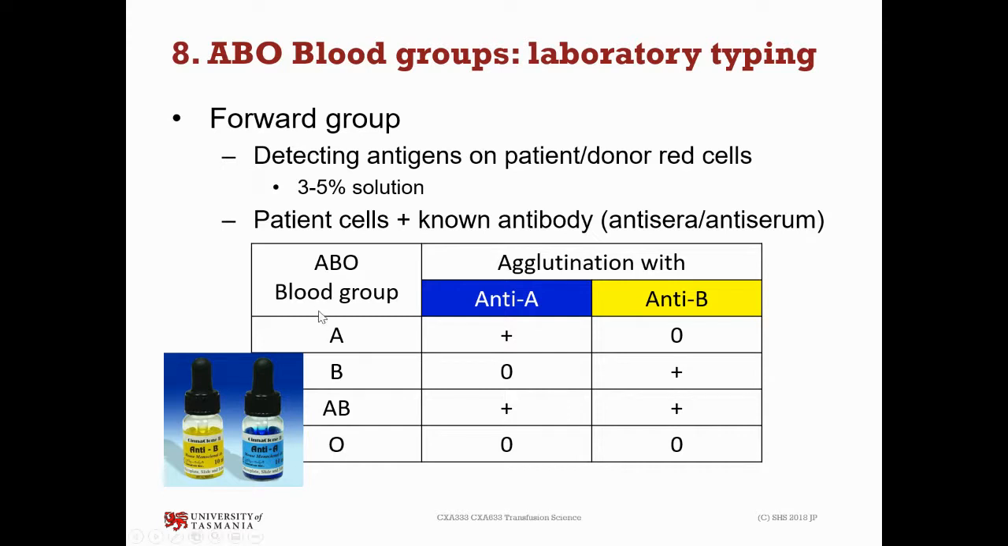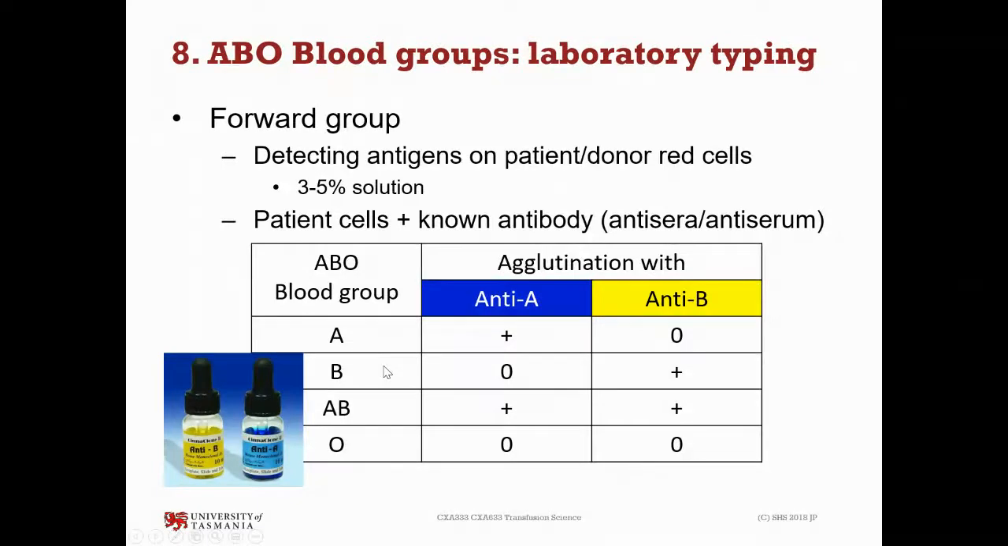And so you can see that with our forward groups, blood group A, we're looking to detect the A antigen on the red cells. We would expect the A antigen on the red cells to react with our anti-A antisera. Remember, reaction means agglutination. We would expect no agglutination when we reacted our blood group A cells with our anti-B. And so when you get this sort of a pattern in your reactions, you can be confident that your person is blood group A.